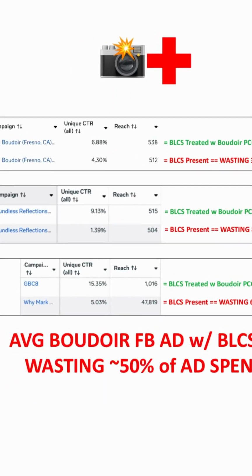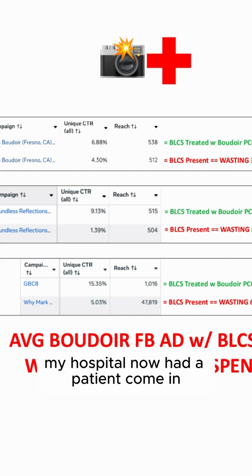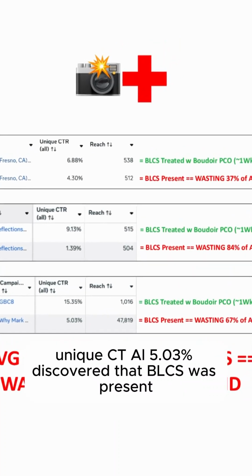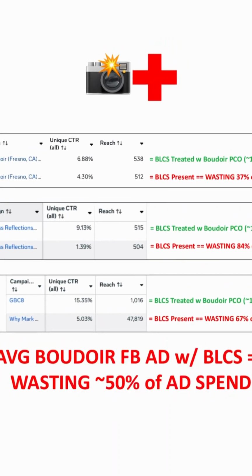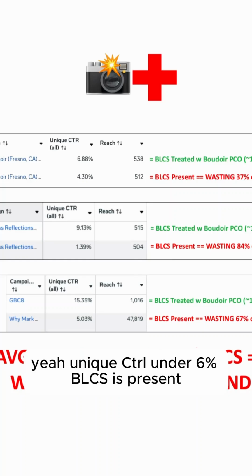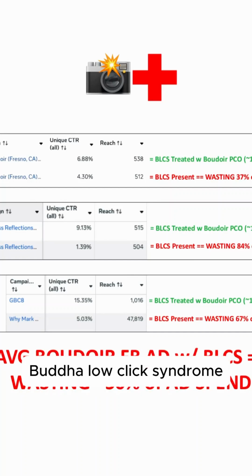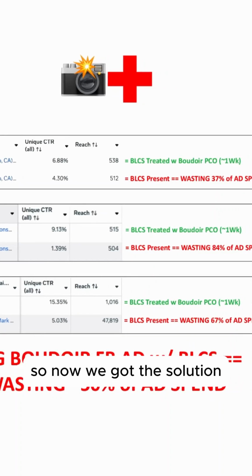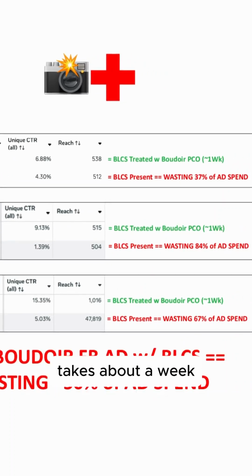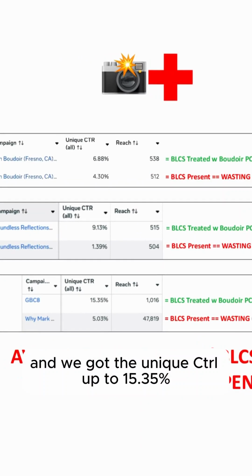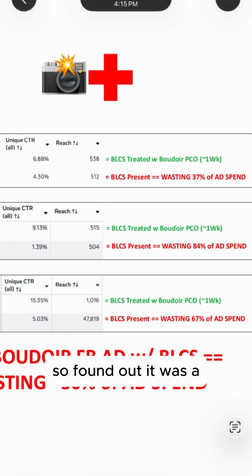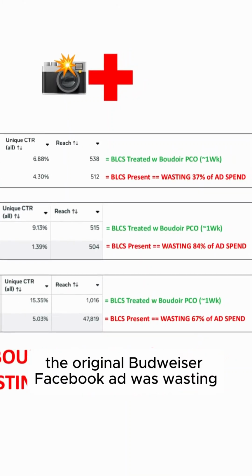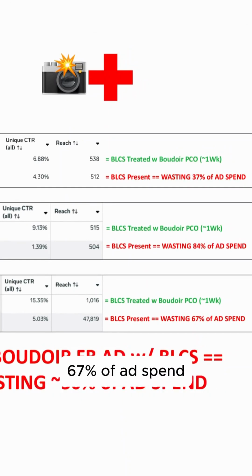Finally, my hospital now had a patient come in, unique CTR 5.03%, discovered that BLCS was present. Unique CTR under 6%, BLCS is present, Boudoir click syndrome. So now we've got the solution. We can treat it with Boudoir Pico. It takes about a week. And we got the unique CTR up to 15.35%. So we found out the original Boudoir Facebook ad was wasting 67% of ad spend.